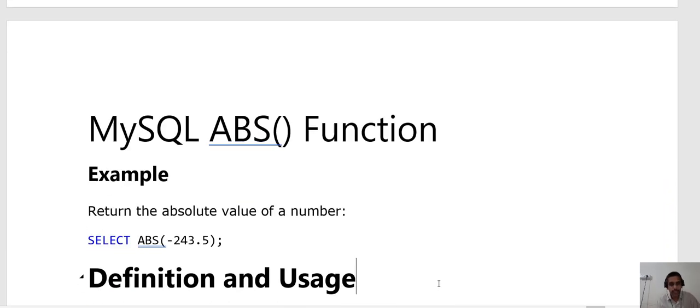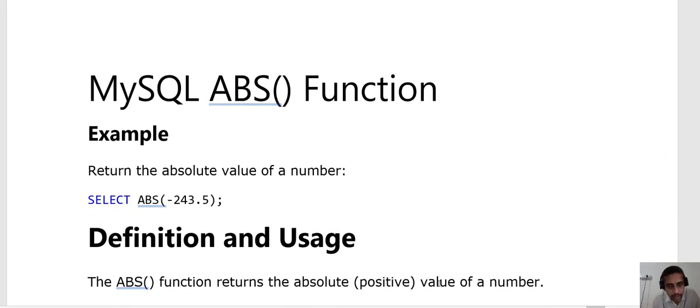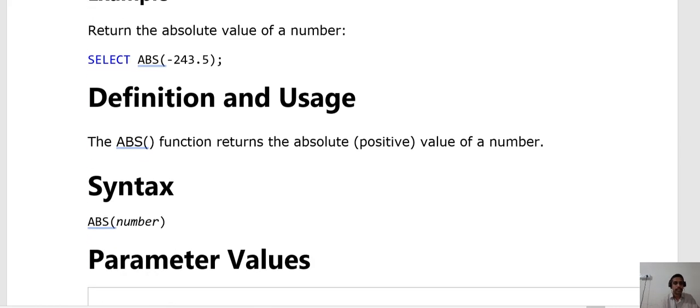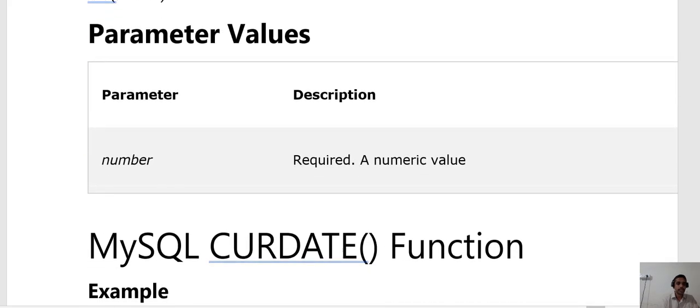So the ABS function that you can see over here returns the absolute value of a number. SELECT ABS(-243.5). So what does this do? It defines the absolute value for a given number. Definition and usage: the ABS function returns the absolute positive value of a number. That has been done over here. And the syntax is given as ABS(number).